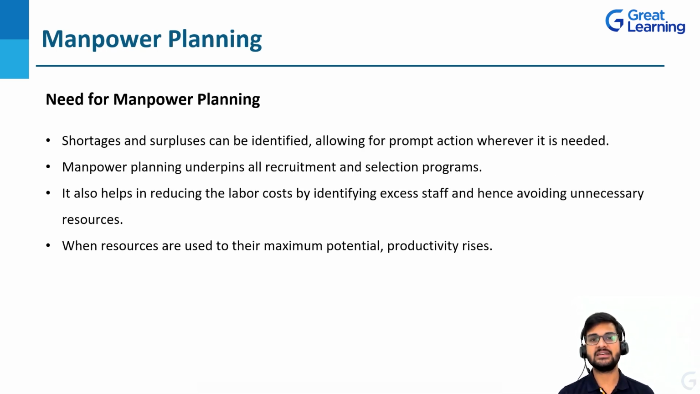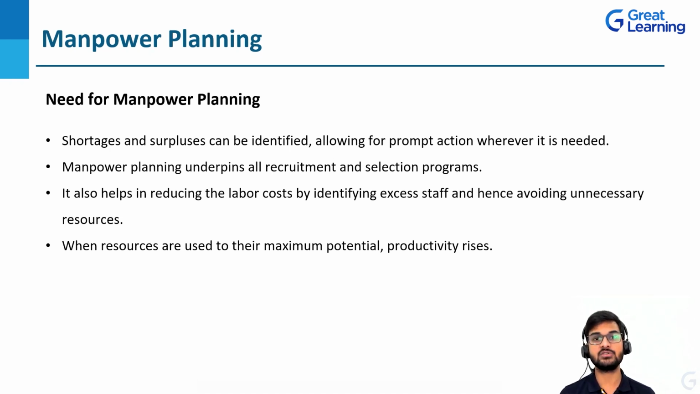Now let's try to understand what exactly is the need for manpower planning. Why can't we just hire people randomly? What is the need of doing all of this planning and plotting in order to make sure that we are productive? So point number 1 is that shortages and surpluses can be identified, allowing for prompt action whenever it is needed. If you don't do the manpower planning, you will never get to know what exactly is the optimal number of people who are required to do a particular task.